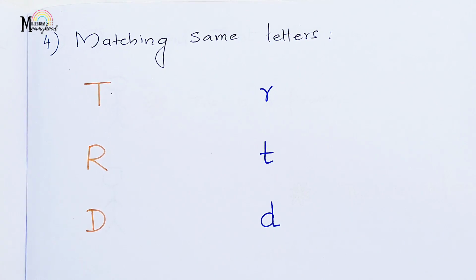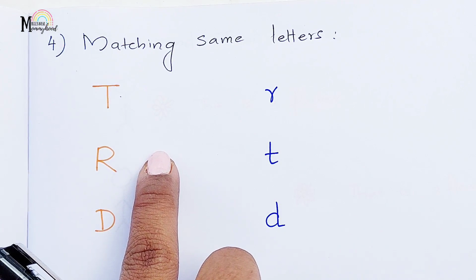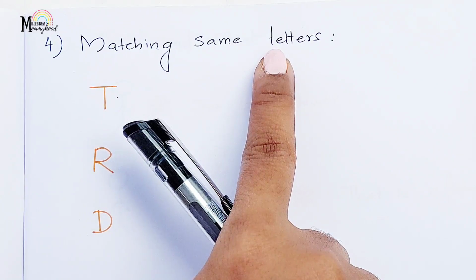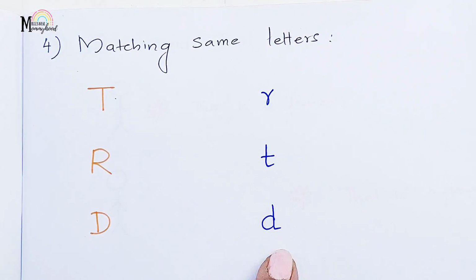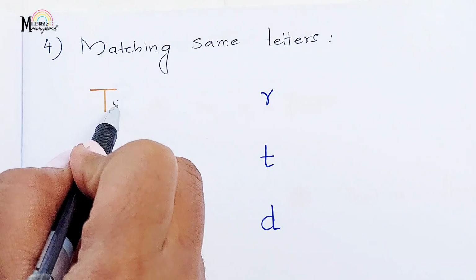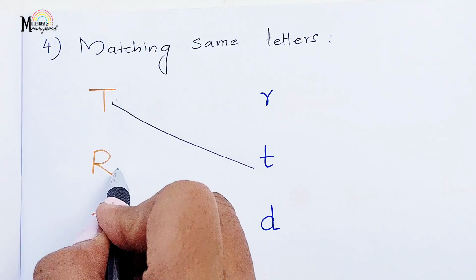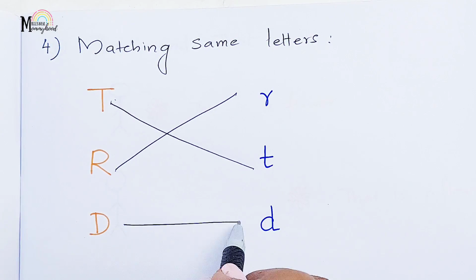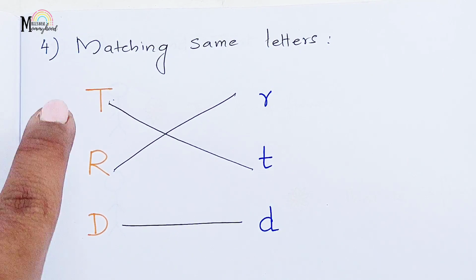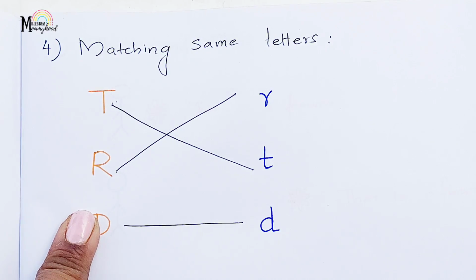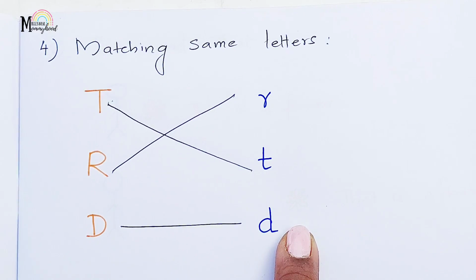Once children are thorough with capital and lower case letters, the next is matching same letters, wherein capital and small have to be matched with each other. It is as shown over here. Very simple written worksheets will be given where they have to join the similar letters, the capital and the smaller one.